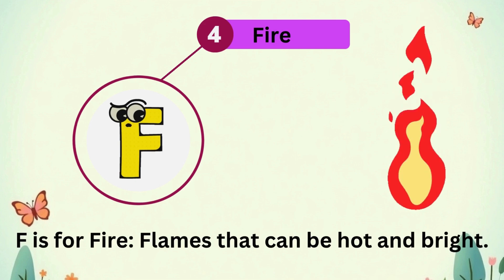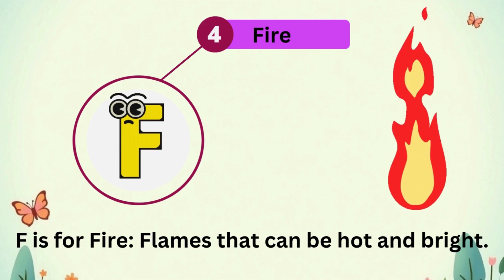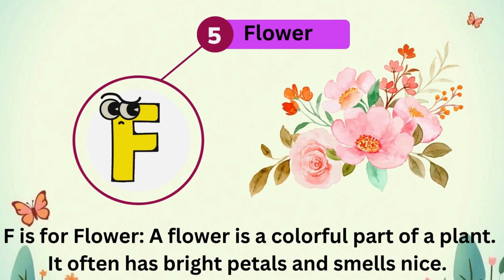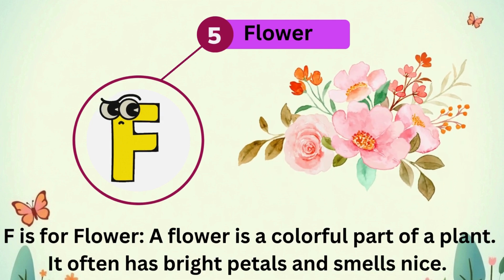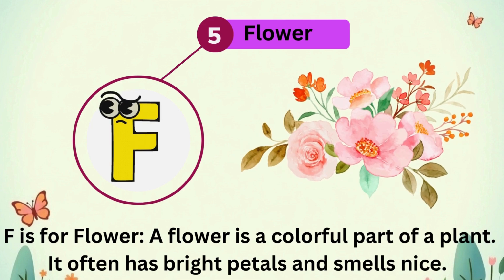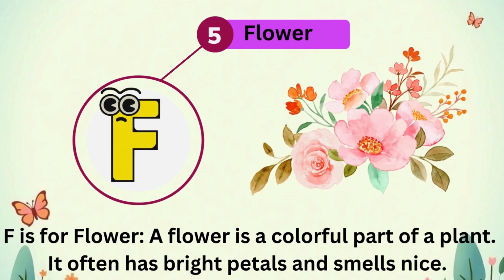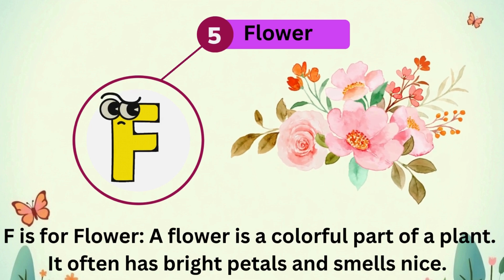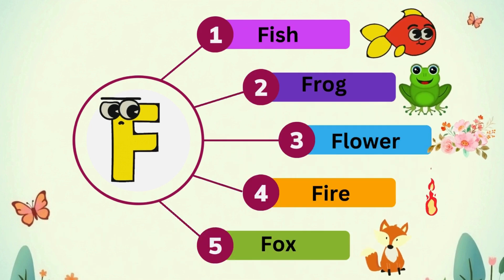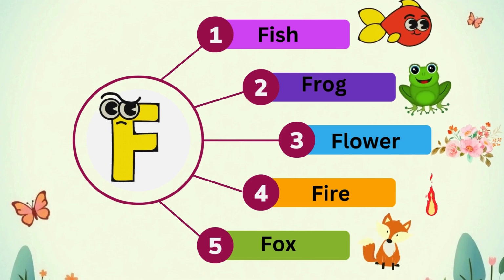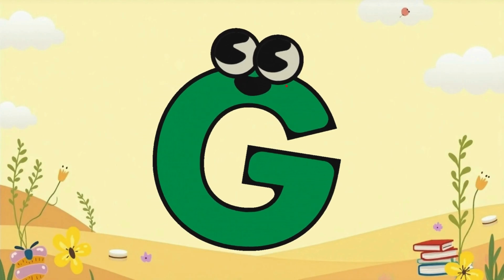F is for fire, flames that can be hot and bright. F is for flower. A flower is a colorful part of a plant. It often has bright petals and smells nice. F is for fish, frog, flower, fire, and fox.